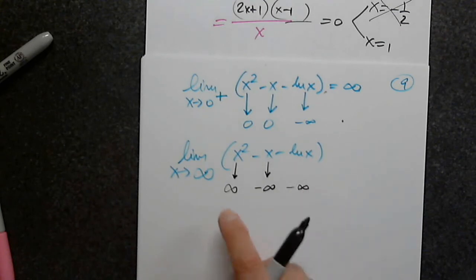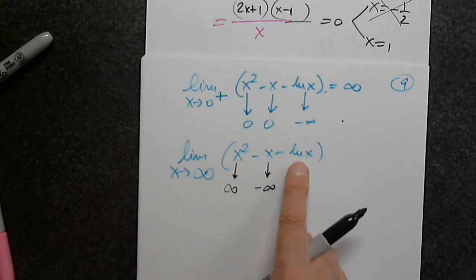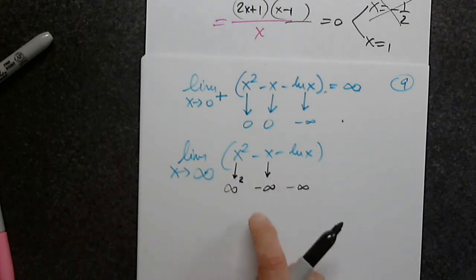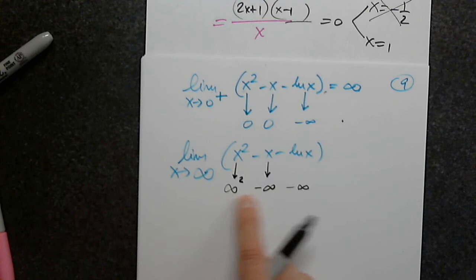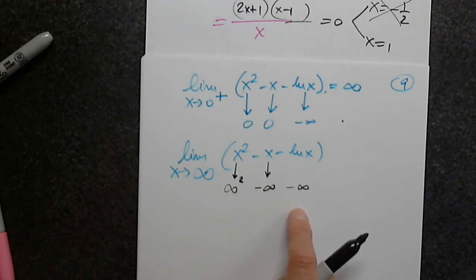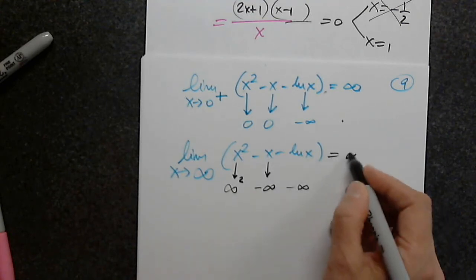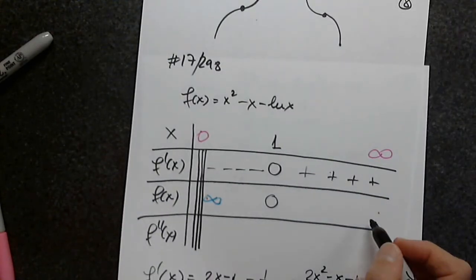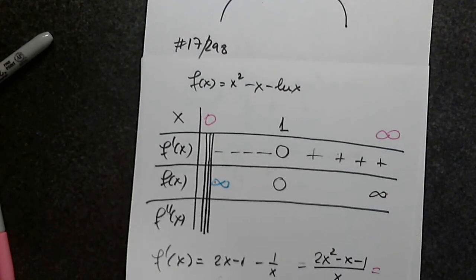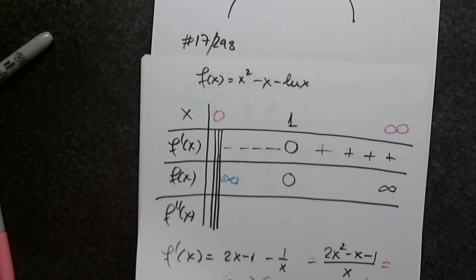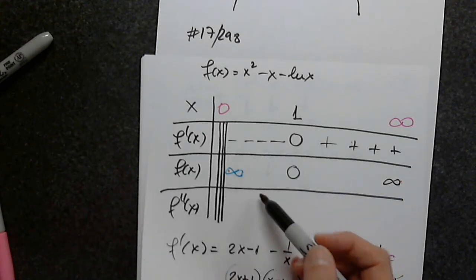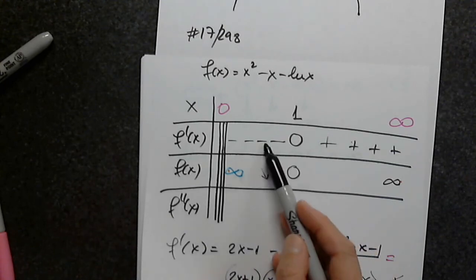Right. But again, which one is bigger? Is this bigger than this? This is infinity squared. And this is minus infinity minus infinity. Which one of these will dictate? This one. So it is infinity. Okay. So from infinity to 0, what does the function do? It decreases, and that is supported by the sign of the first derivative.